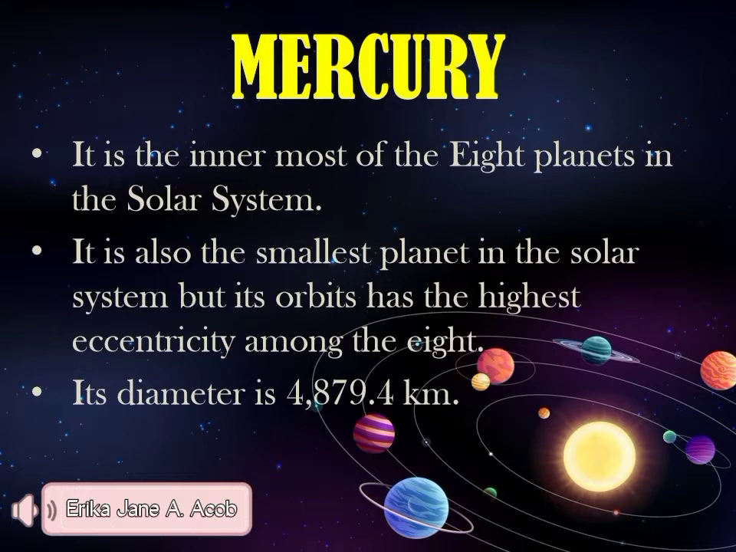So why is Mercury the smallest planet and not Pluto? Because Pluto is not a planet. It is a dwarf planet. That's why Mercury is the smallest planet.